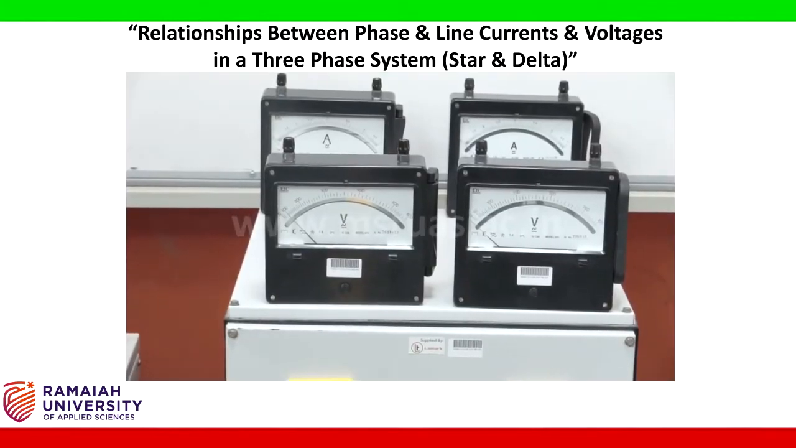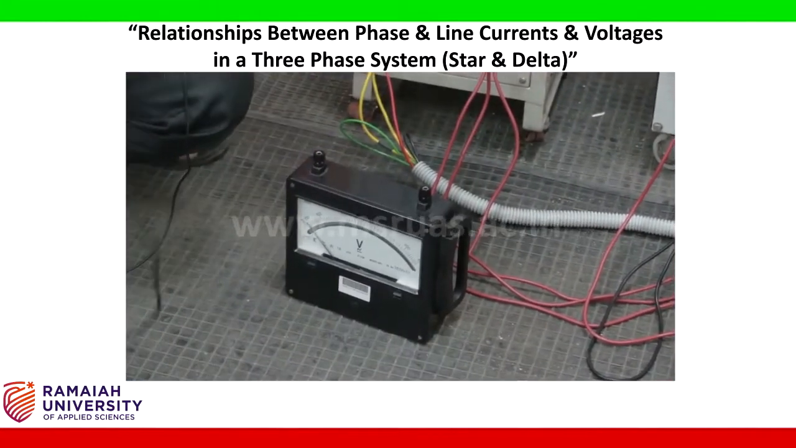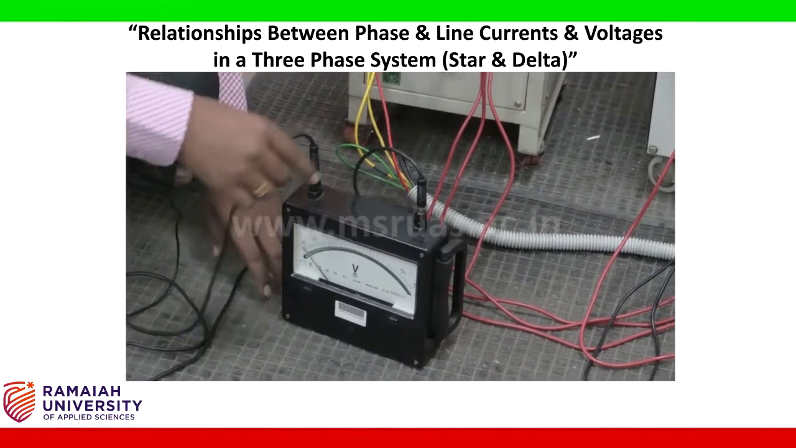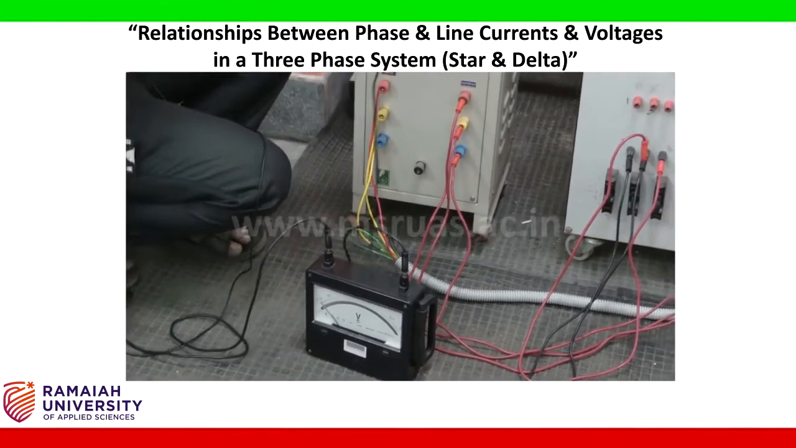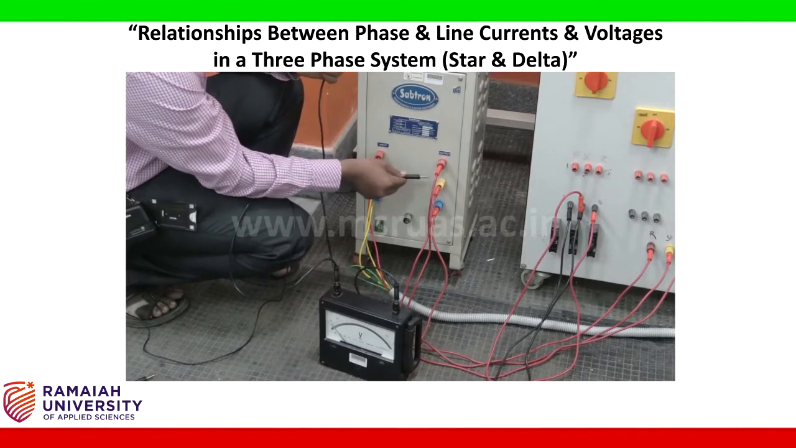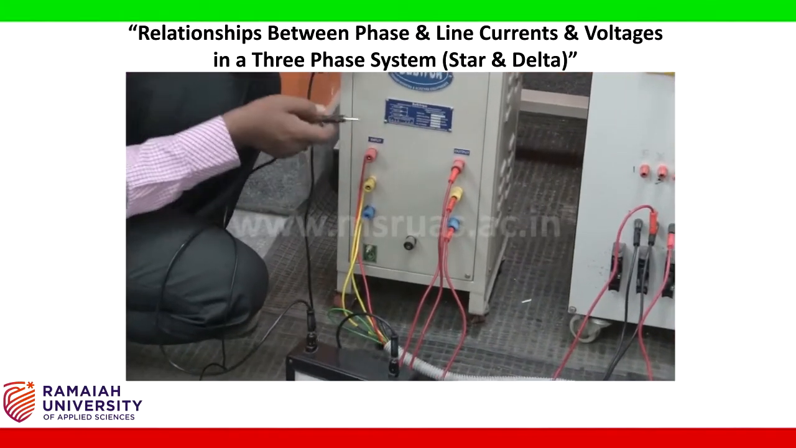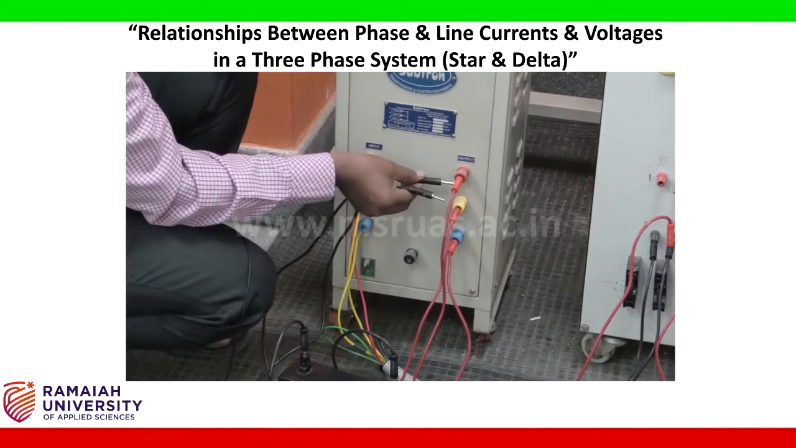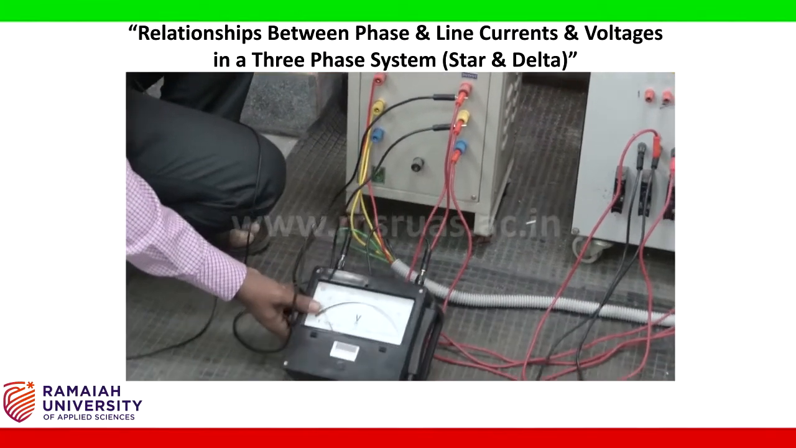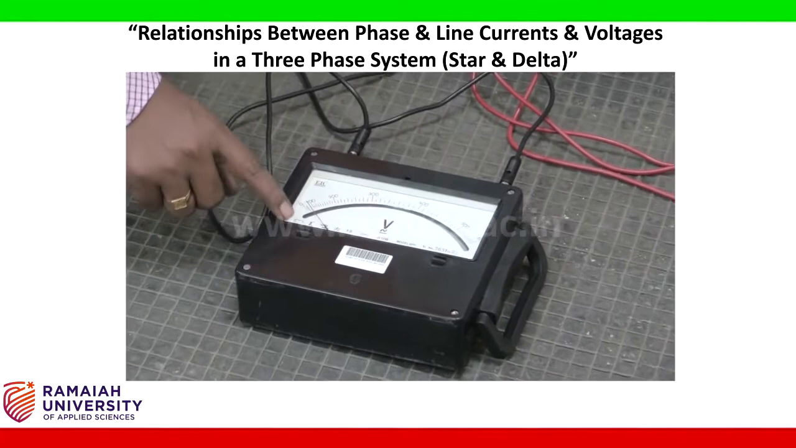Now let us take the voltmeter to measure the line voltage. This voltmeter consists of 2 terminals, and we connect the connecting wires across these two terminals. Now we can connect these two terminals across R and Y, or Y and B, or across B and R. Now I am connecting across R and Y, and here you have to use the 0 to 600 volts AC voltmeter. This is used to measure the line voltage.